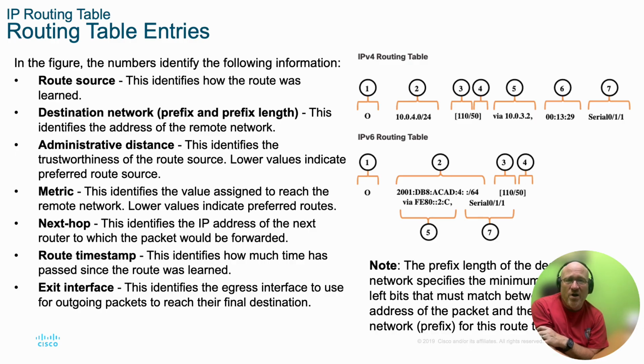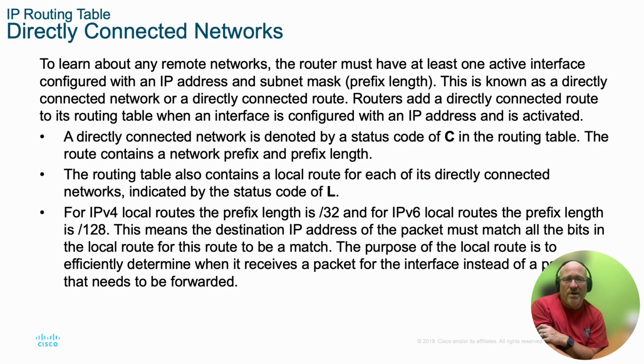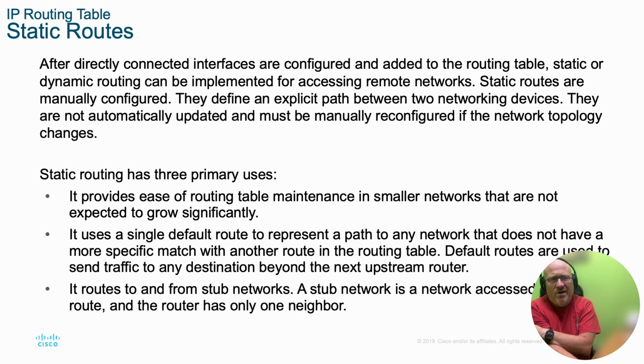EIGRP will actually handle unequal cost load balancing, which I think gets mentioned in a future slide. Directly connected, then it will immediately send it through the router straight down to the locally configured interface. Obviously, with a static route, there are no routing overheads, there is no cost. However, they are not necessarily a stable routing methodology.